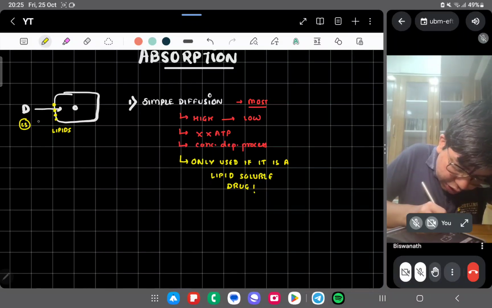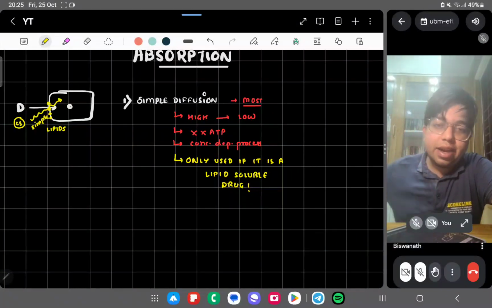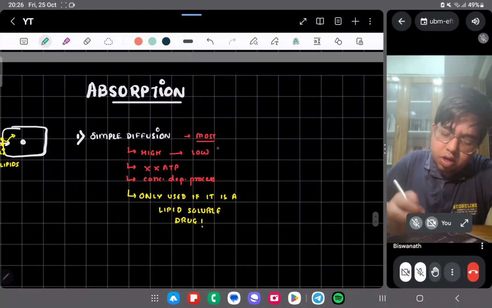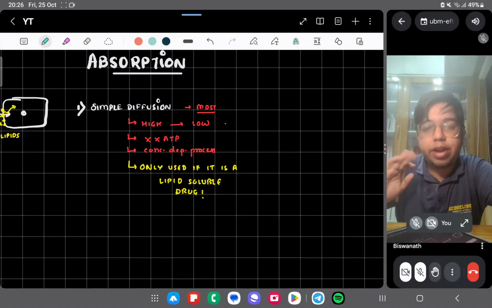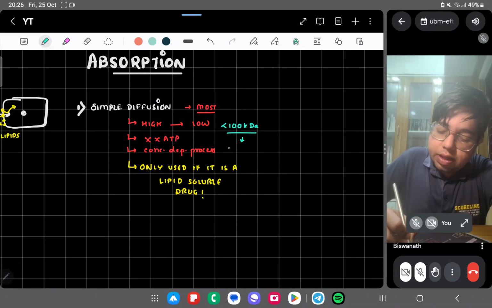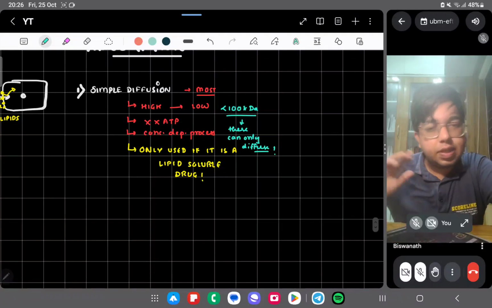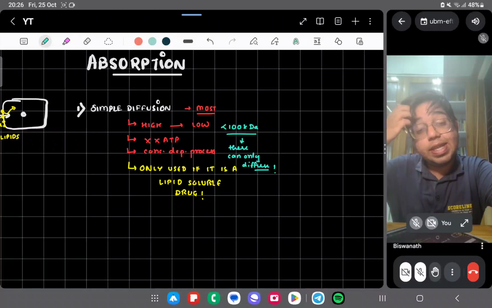If the drug is lipid soluble, it can simply diffuse. If the drug is not lipid soluble, it cannot diffuse simply, right? And also, just know that only the drugs which have a molecular weight of less than 100 kilodalton, less than 100 kDa, can only diffuse simply. Understood? This is our simple diffusion.